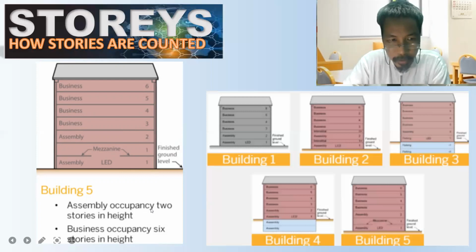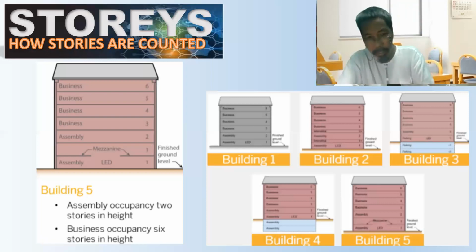So assembly occupancy, 2 stories. Where are those? First floor and second floor. Mezzanine is not counted in counting the number of stories. Business occupancy, there are 6. Again, mezzanine is not included.